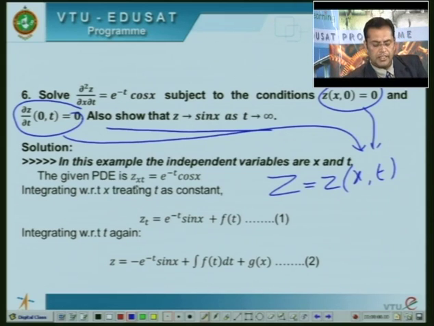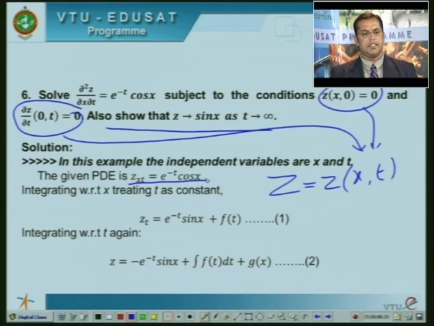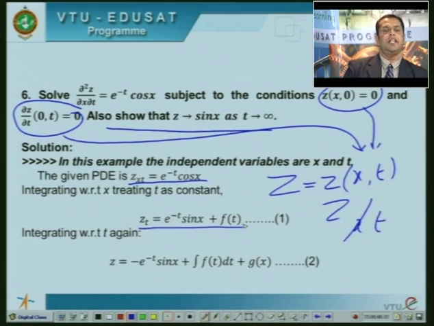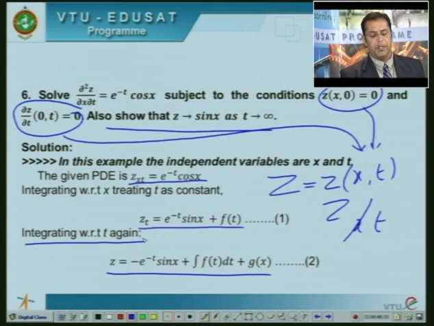So, let us go about the integration by notation. z_xt is e power minus t cos x. First, we integrate with respect to x, treating t constant. So, z_xt, you remove x to get z_t. So, when you integrate with respect to x, the integration of cos x is sin x. So, you get z_t equal to e power minus t sin x plus, remember, because the variables are x and t, the constant should be a function of t, not a function of y. So, it is f of t. Integrating again now with respect to t, keeping x constant, the integration of e power minus t is known as minus e power minus t into sin x.